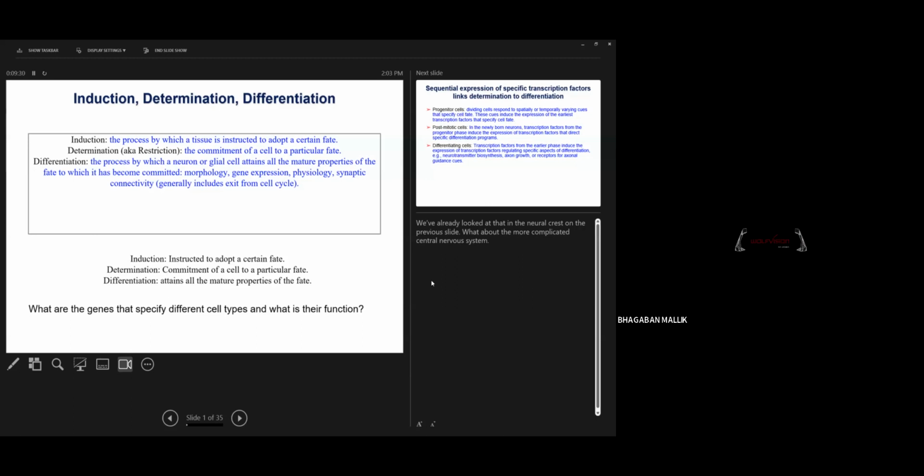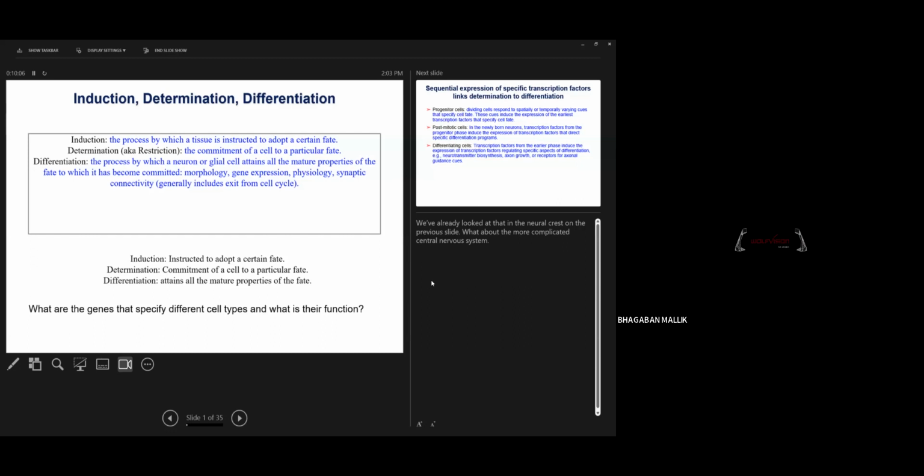And differentiation is the process by which a cell, like a neuron or glial cell, attains all mature properties of the fate to which it has become committed. There is a set of genes required to attain morphology, physiology, or synaptic connectivity. So it attains all the mature properties of the fate. It is a post-mitotic neuron. It has all the mature properties.